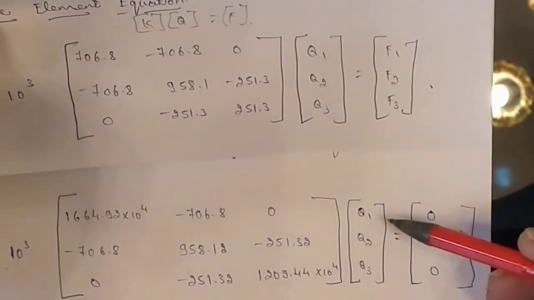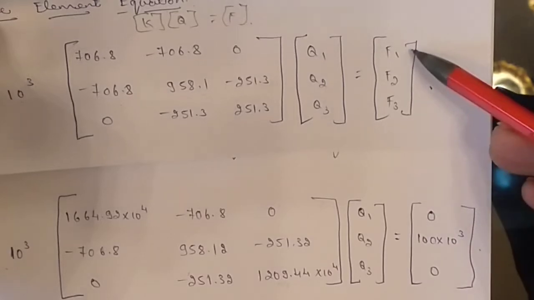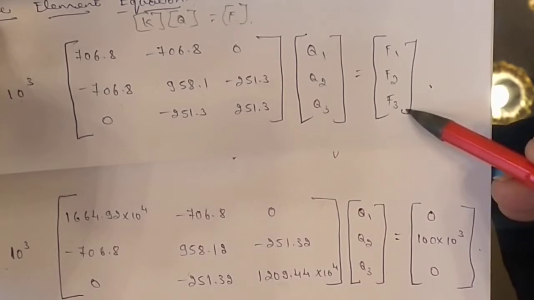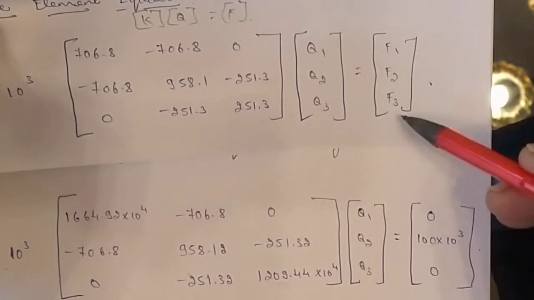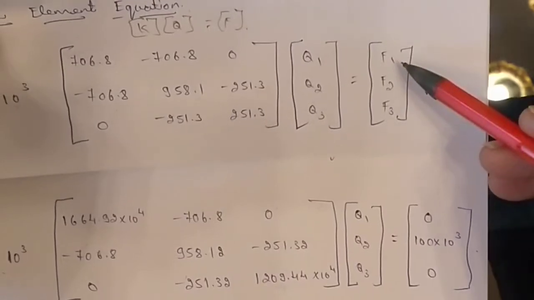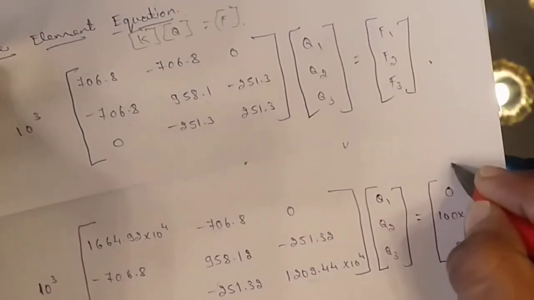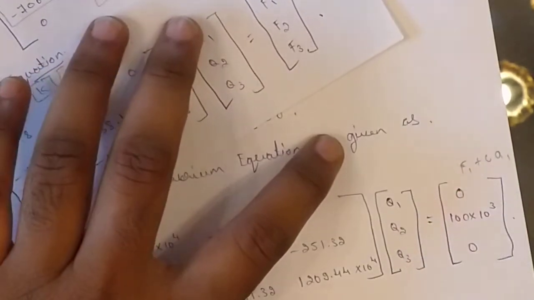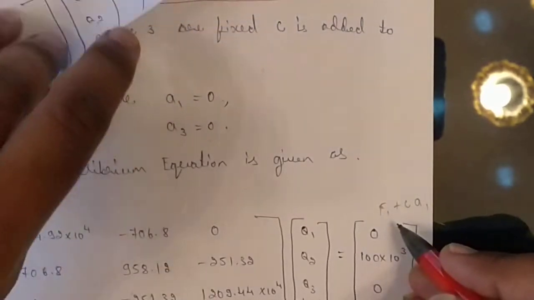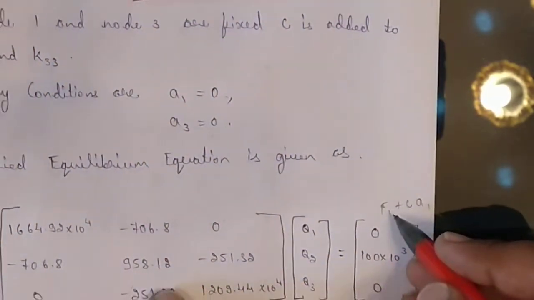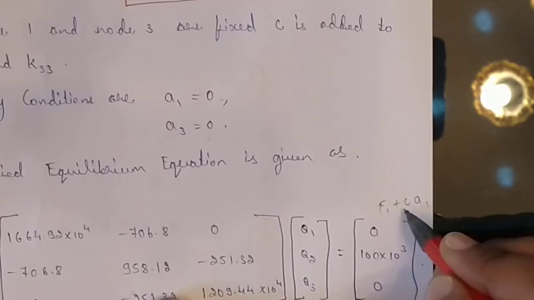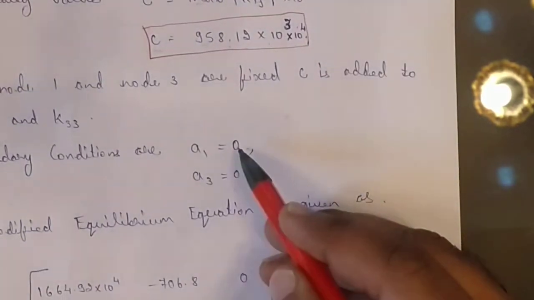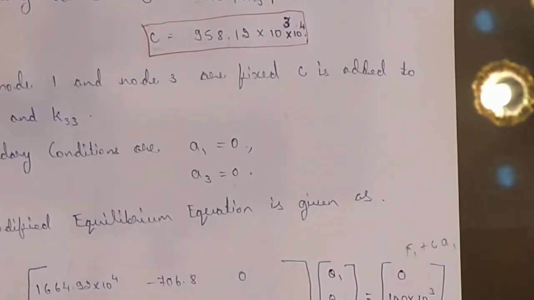Okay. Now write Q1, Q2, Q3 as it is. What will be the F equation? F also changes. F1 and F3 change because the first node and the third node is fixed. So F1 becomes F1 plus C into A1. Okay. What is F1 plus C into A1? F1 is, there is no force given there, so F1 is 0. Plus C is 958.12 into 10 power 7. A1 is 0. So whole thing becomes 0.